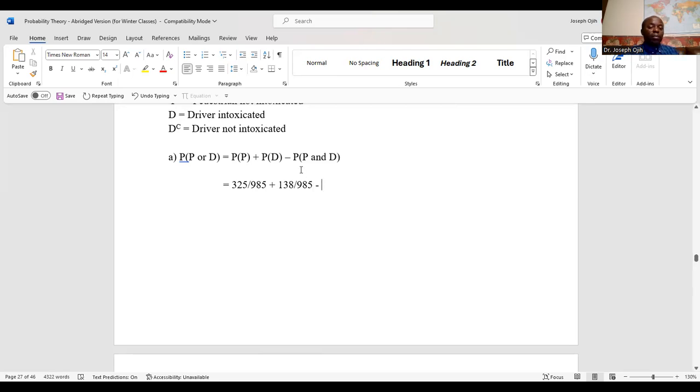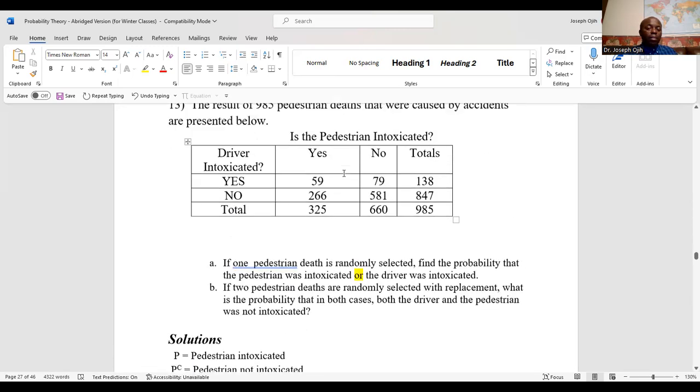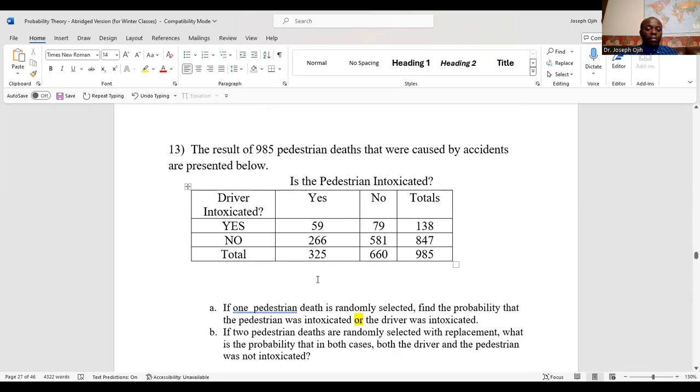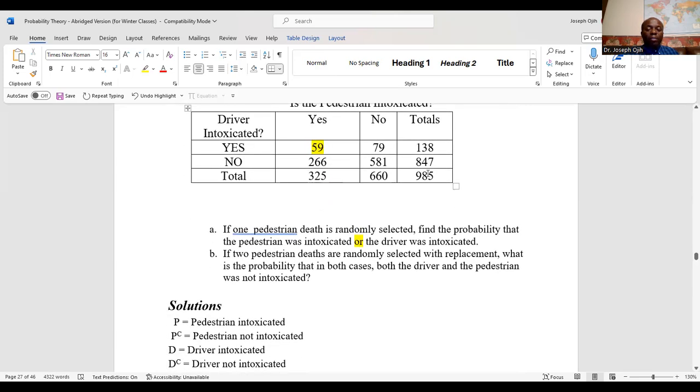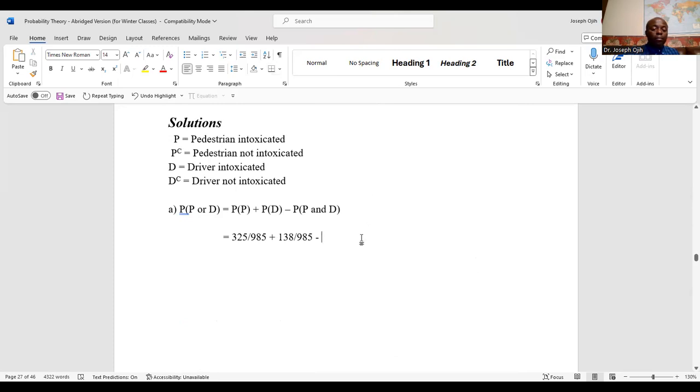Minus, let's say the probability that both the pedestrian and the driver were intoxicated. This is the yes for pedestrian, and this is the yes for driver. You can see this represents both the pedestrian and the driver being intoxicated. That means 59 out of 985. That'll give us the answer we are looking for.